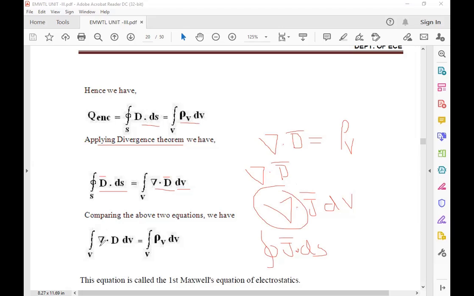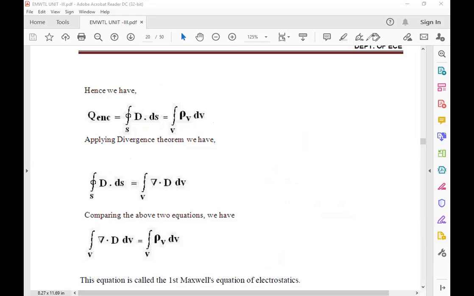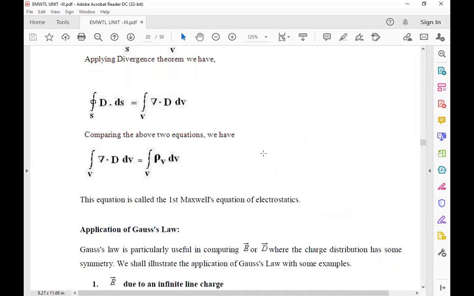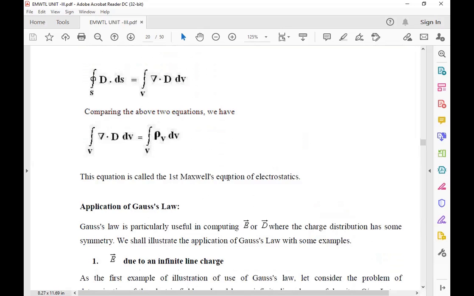Got it, students? So in the comparison of the two equations, here the del dot D bar dv, and here also. So rho v dv is equal to rho v dv, and here the del dot D bar. On both sides we have the volume integral only. Then del dot D bar is equal to rho v into dv. This is one of the first Maxwell's equations of electrostatics. This equation is called the first Maxwell's equation.